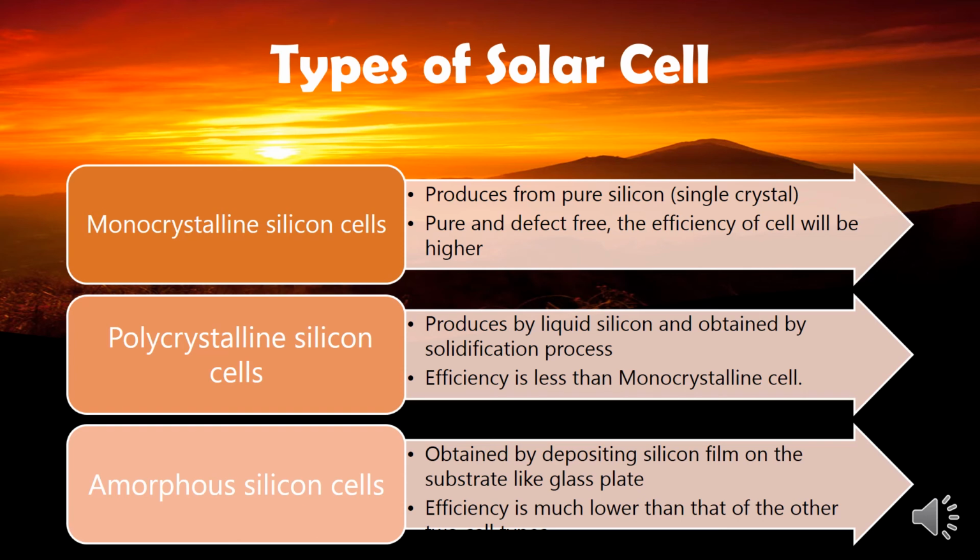The next one is the polycrystalline solar cell. Liquid silicon is used as material and polycrystalline silicon is obtained followed by a solidification process. The efficiency of this type of cell is less than the monocrystalline cell. The last one is amorphous silicon. It is obtained by depositing a silicon film on a substrate like a glass plate. The efficiency of this cell is much lower than that of the other two cell types.